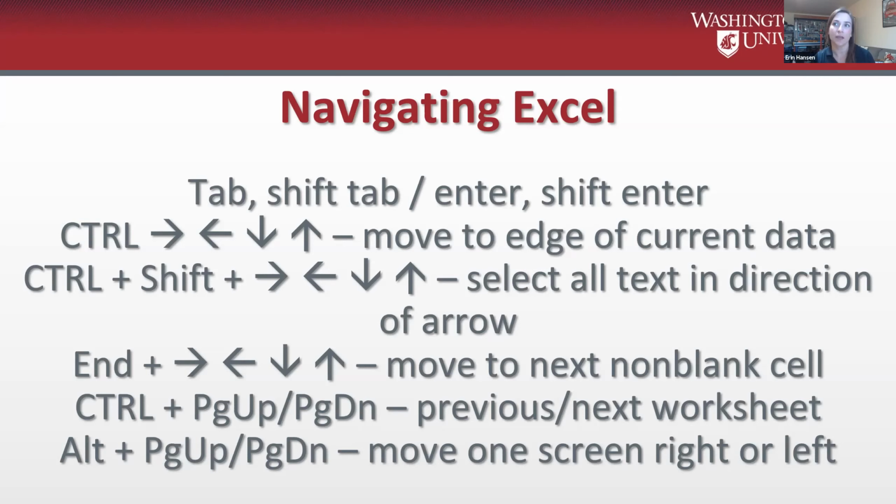The End key and the arrow keys will move to the next non-blank cell in the same column or row as the active cell. Control and the Page Up or Page Down keys will move to the next or previous sheet in a workbook, which I find pretty handy when you've got a multi-sheet workbook. Alt and the Page Up or Page Down functions move one screen to the right or left, whereas just using the Page Up and Page Down keys will obviously move the page up and down as it would in Word or Outlook. And if I forgot to mention this, I will be demonstrating all these later, so not to worry.